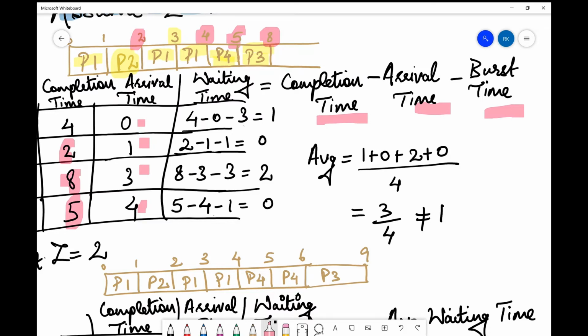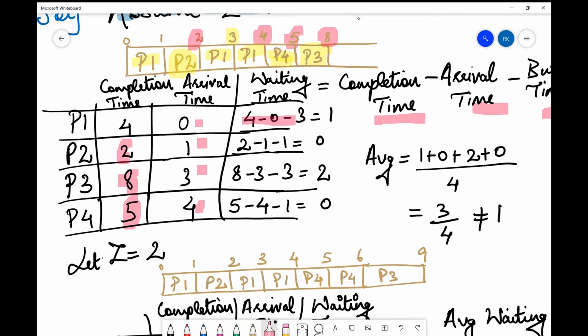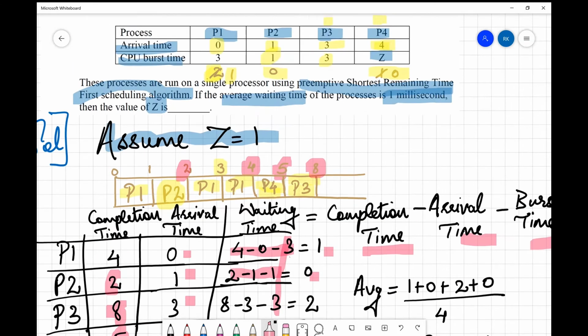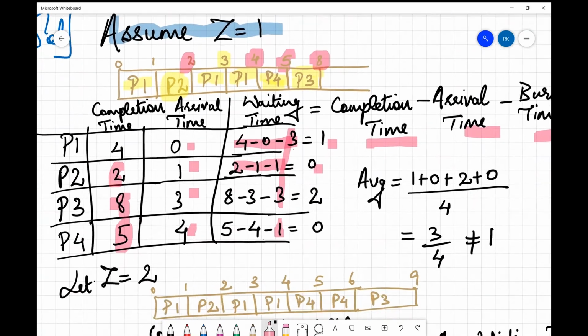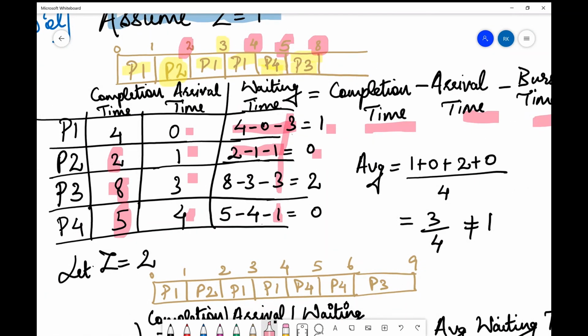So this is for the first one, it is 4 minus 0 minus 3, which is 1. Next one, it is 2 minus 1, which is 0. 8 minus 3, which is 2. Now these are basically the burst times, which again you can check from the question over here. Okay. So in this manner, I get the waiting times as 1, 0, 2, 0. When I compute the average, it is 3 by 4, which is not equal to 1.